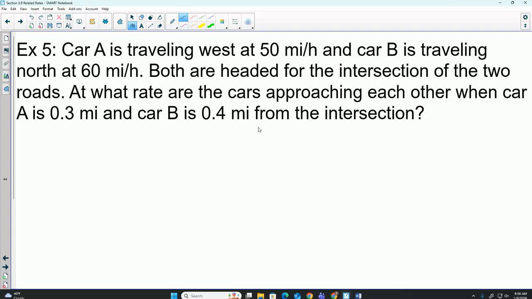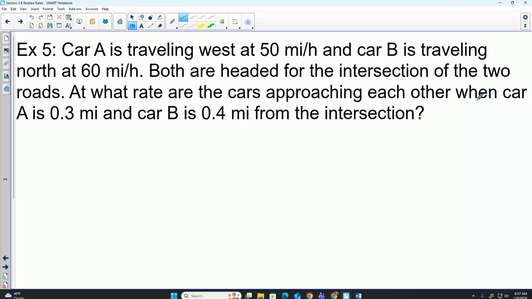So car A is traveling west at 50 miles per hour, and car B is traveling north at 60 miles per hour. Both are headed for the intersection of the two roads. At what rate are the cars approaching each other when car A is 0.3 miles and car B is 0.4 miles from the intersection? Okay, like most of these, if you're just reading it and trying to write down an answer, it is very confusing.